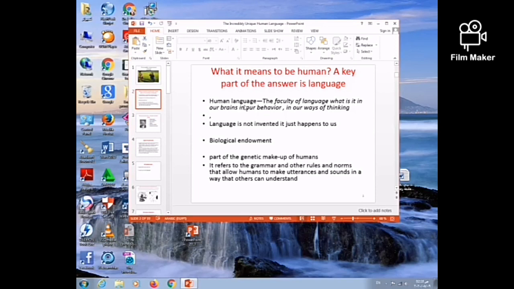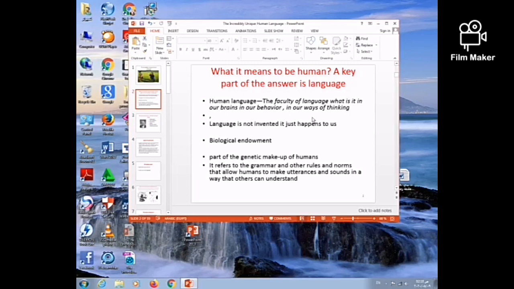A key part of the answer to this question is language. Language is what makes us different, what sets us apart from non-humans, what allows us to build knowledge and therefore civilizations. Language is a key part of who we are as humans. And when we talk about human language, we talk about the language faculty that we are born with. What is it in our brains, in our behavior, in our ways of thinking?